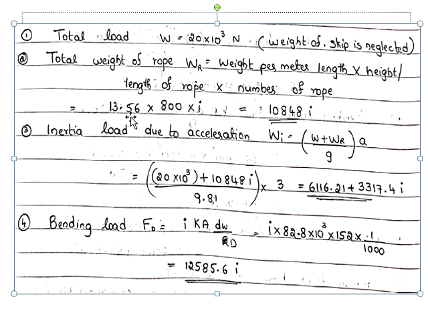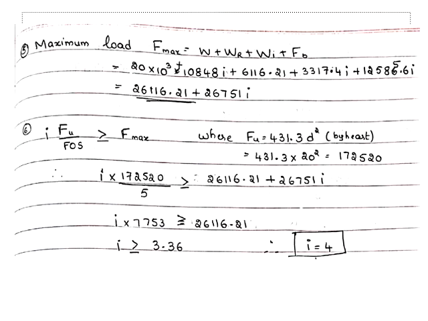Then find out bending load. So remember, whenever you have to calculate the number of ropes required, you have to multiply the I value in step number 2 and also in bending load. So this bending load equation will become I into Ka dw by d. In this equation all the values except I are known. Substitute these values, you will get FB as 12,585.6 into I. Then calculate maximum load. You have to add all load values from step number 1, 2, 3 and 4. Again you will have one answer in terms of I.